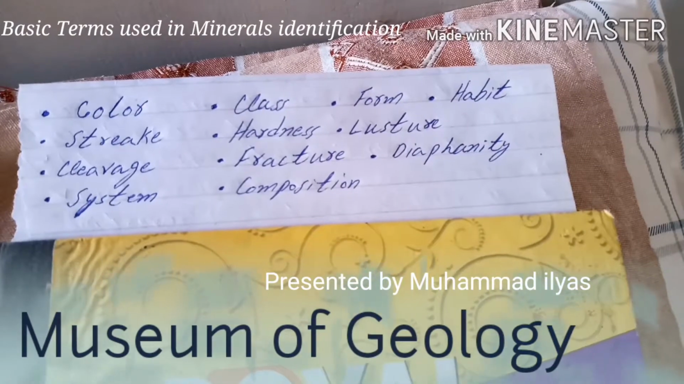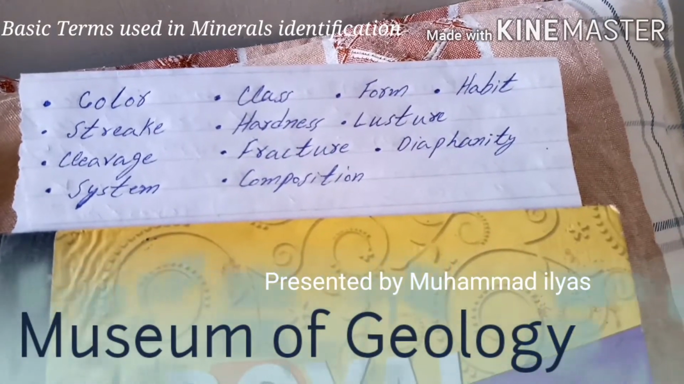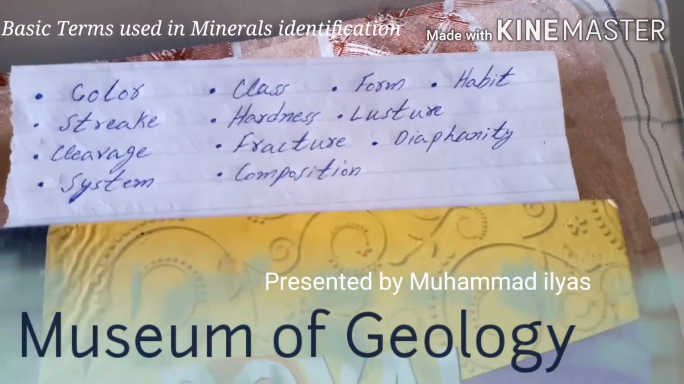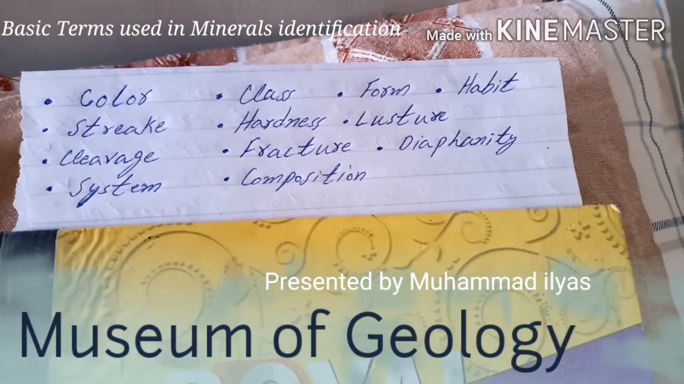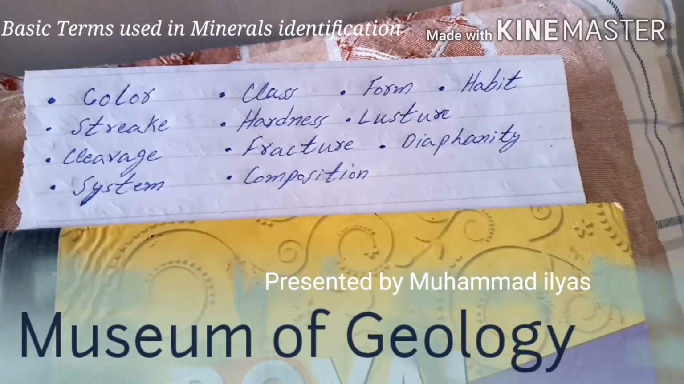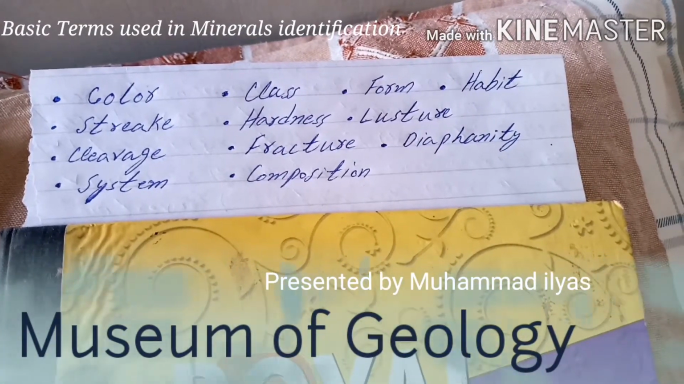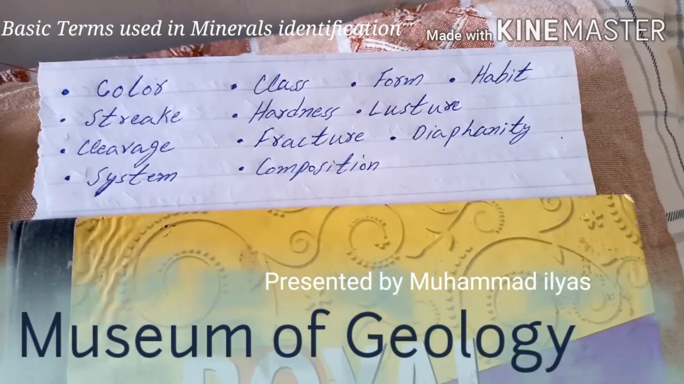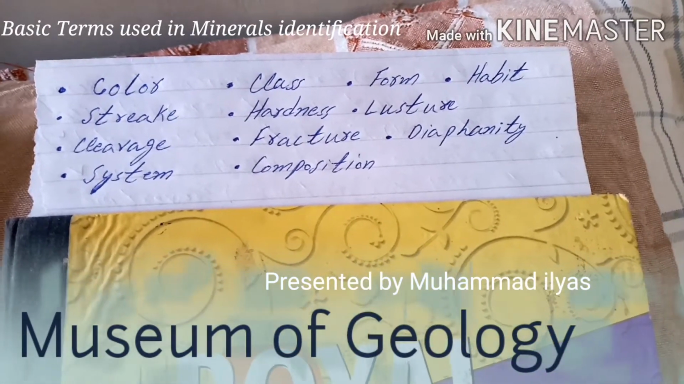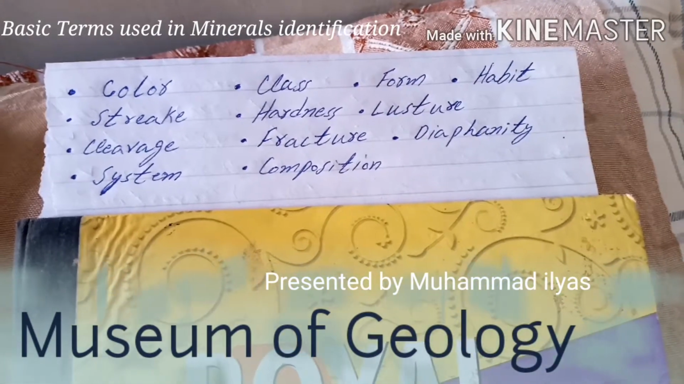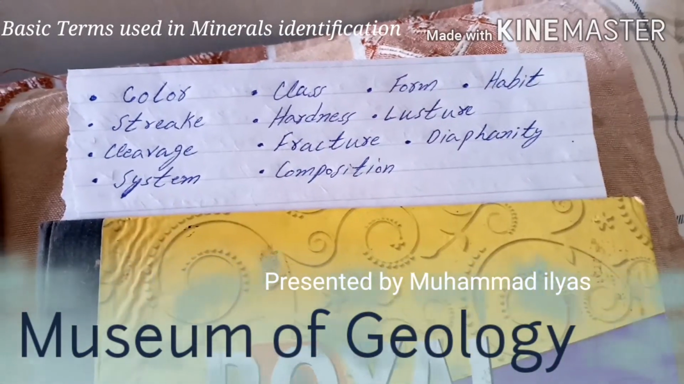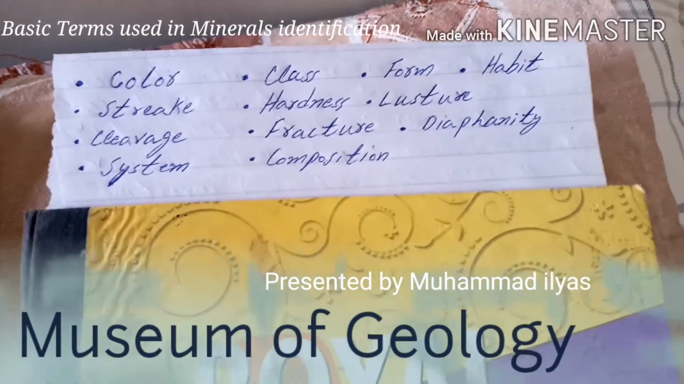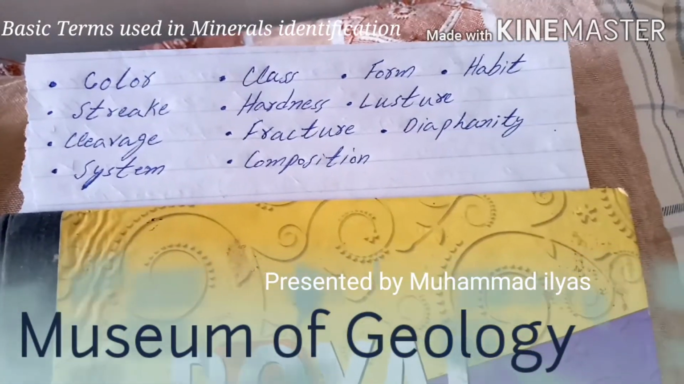And viewers, now I am starting with the basic terminologies which are used in the identification of minerals. Number one, there is color. Color is an optical property and a function of diaphaneity and composition. After that, there is class. Class is whether it is silicate, carbonate, nitrate, oxide, halide, sulfide, or another kind of class like sulfur or native sulfur. After that, there is form.